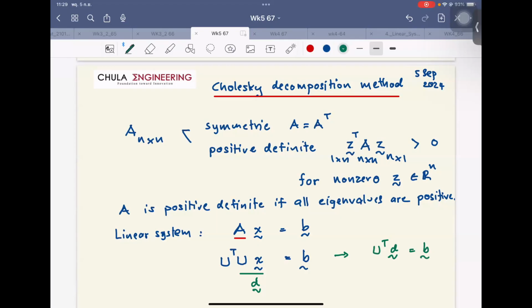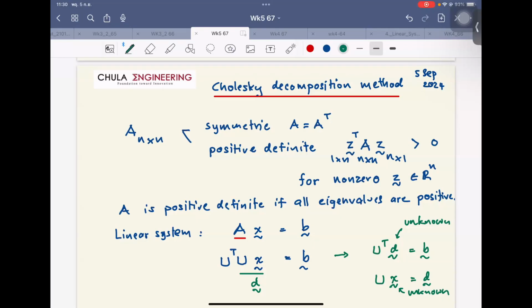This is the lower triangular system, and you solve for D. D will be unknown. Once we have D, D will be on the right hand side, and you solve Ux equal to D, the product of U and x equal to D. Now D is known, x will be unknown. The solution is backward substitution. The solution process is the same as LU, only different in the way matrix A is decomposed.